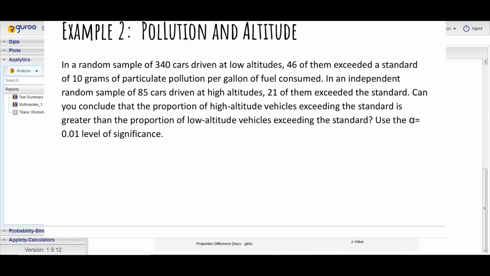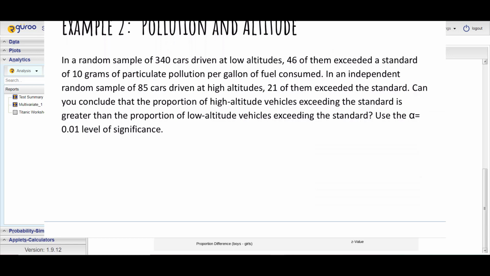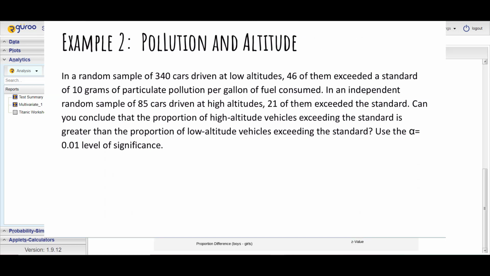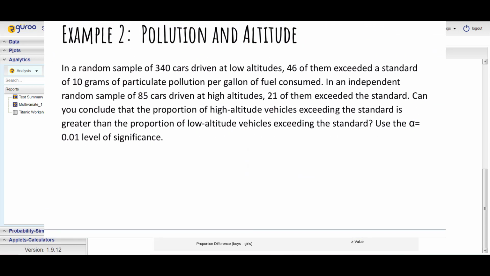All right, example 2, pollution and altitude, not attitude. Let's see how many more we have. We've got 2 more examples. All right.